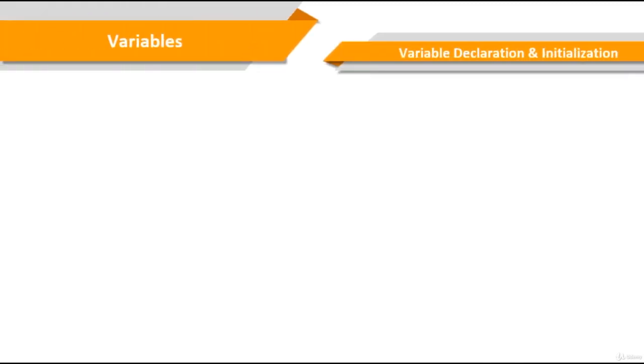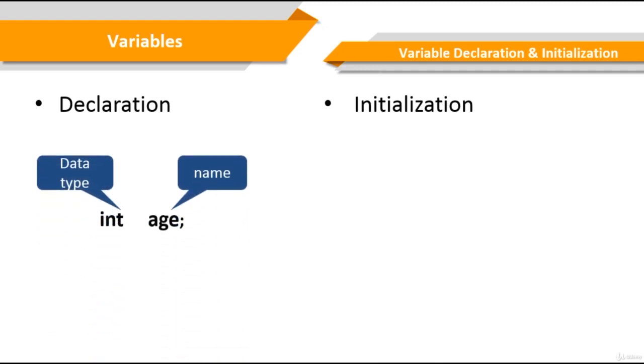So here we have two steps to use a variable in a program. They're called declaration and initialization. In order to declare a variable, you must specify the data type and give a unique name to the variable. So in our example, we declare the variable age with the int data type. And of course, we're going to cover data types in the next slides, but just stay with me.